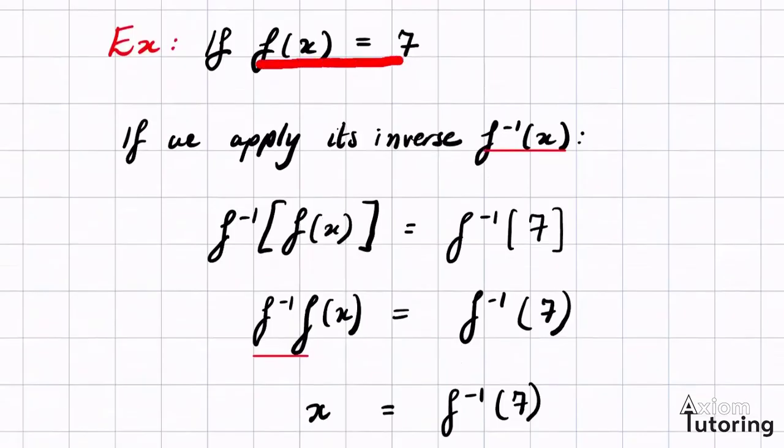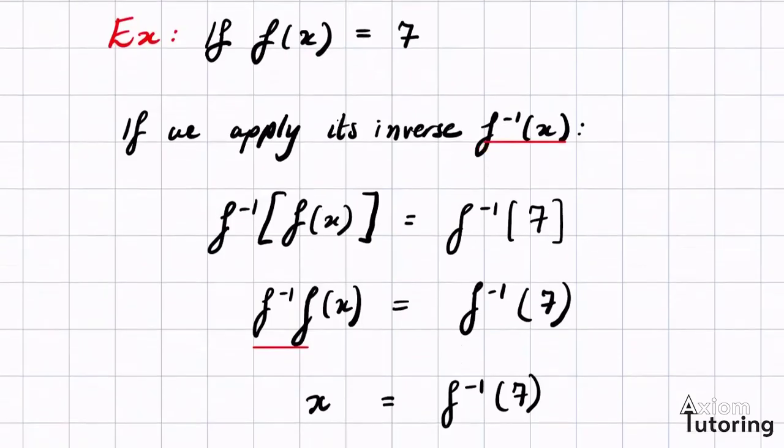Let's say our function f of x is equal to 7. It can be any function you want. If we apply its inverse function, which will be f to the minus 1 of x, let's try doing that by applying it to both sides, as we usually would. Now, on the left here, we're doing the reverse function of the original function f. And so what happens is f to the minus 1 of f of x just gives you your original input x. So you get back to the original value of your domain.